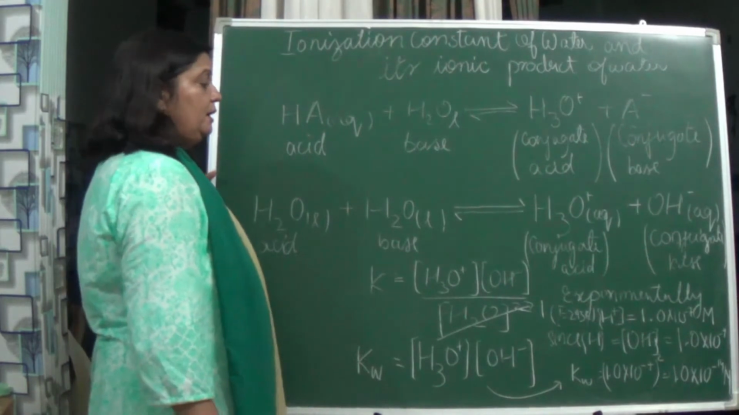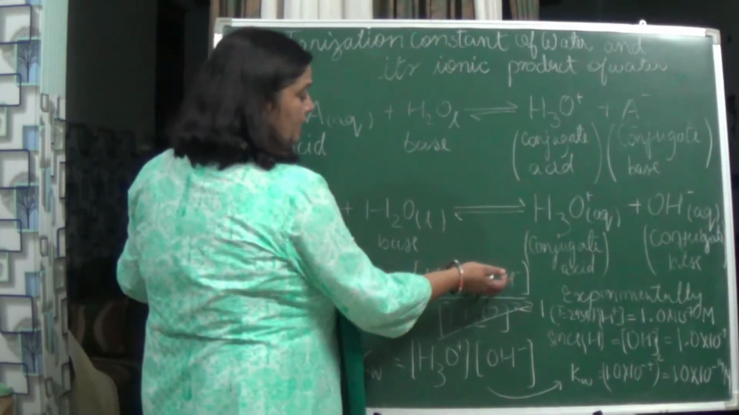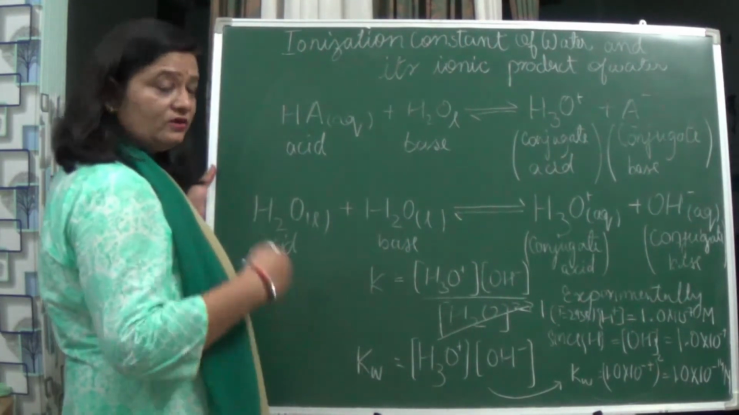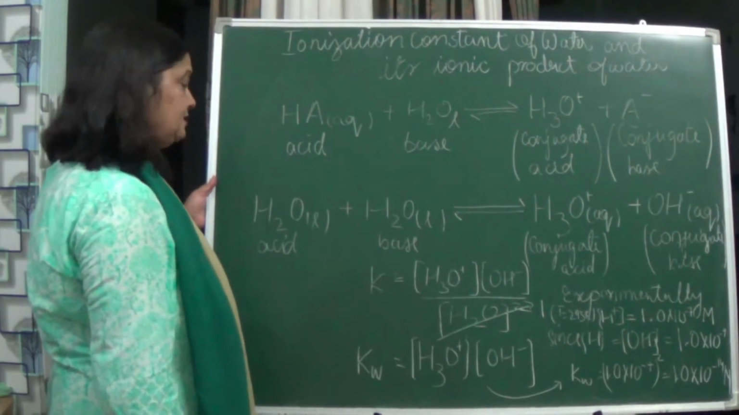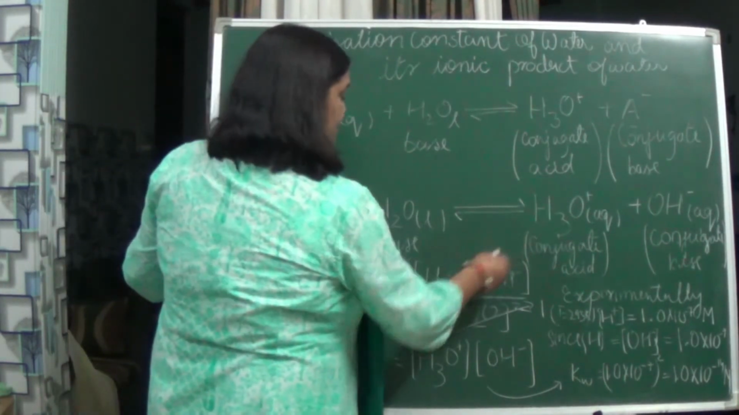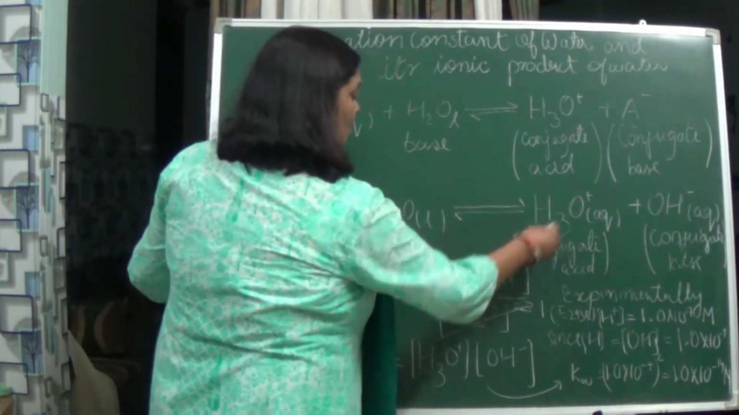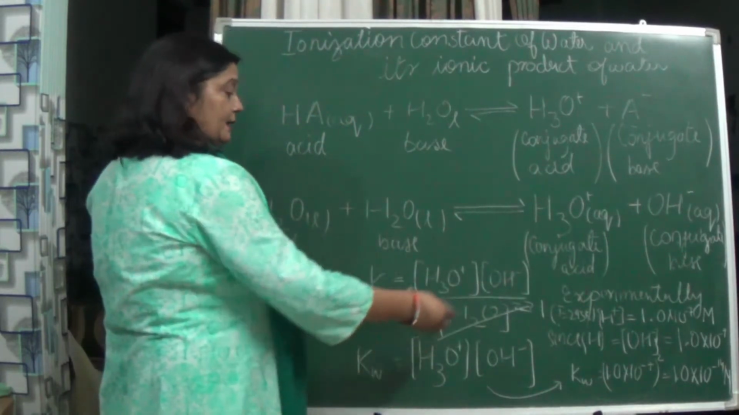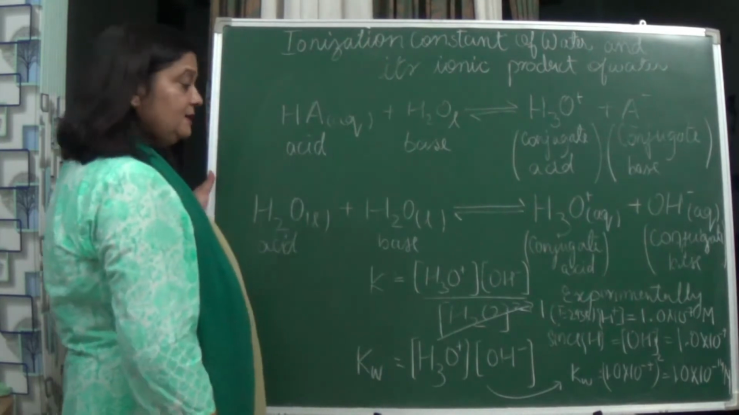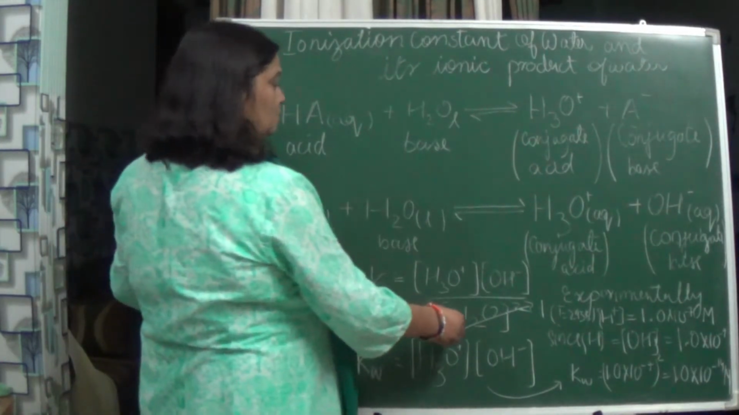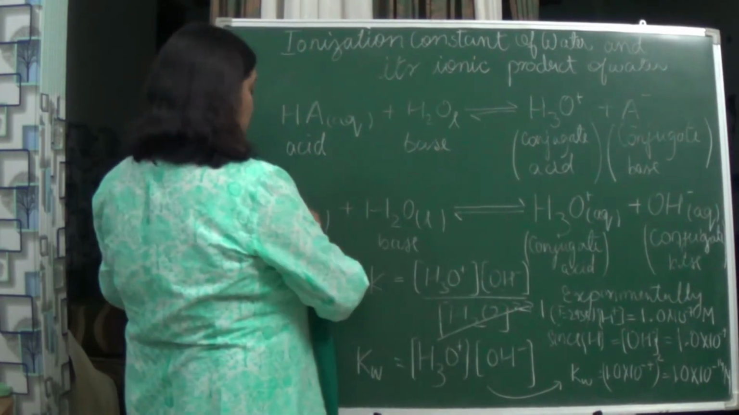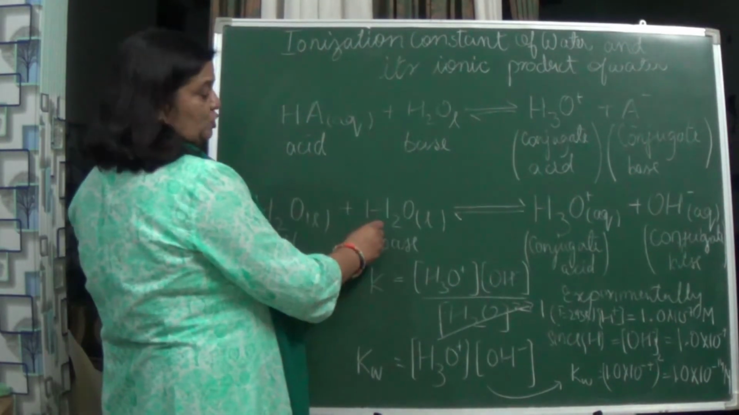That is what? The product of the concentrations of the products upon the reactants, each raised to the power of its coefficient, isn't it? So here we will be seeing what? The products are H3O plus and OH minus, and below that will come the reactants. Reactants is what? H2O, and this is H2O square, because it is H2O plus H2O.